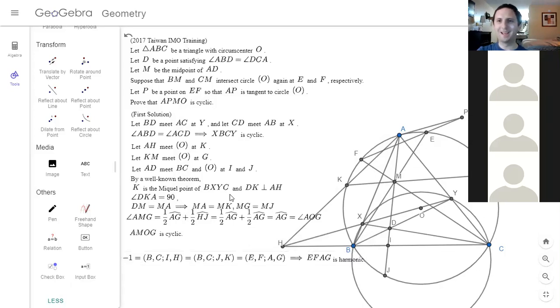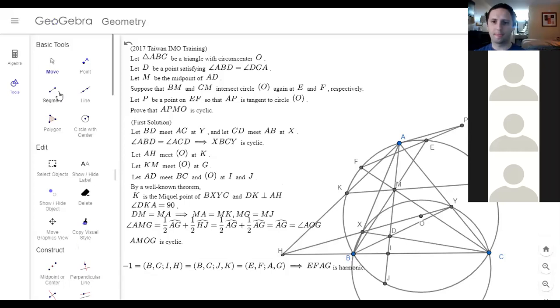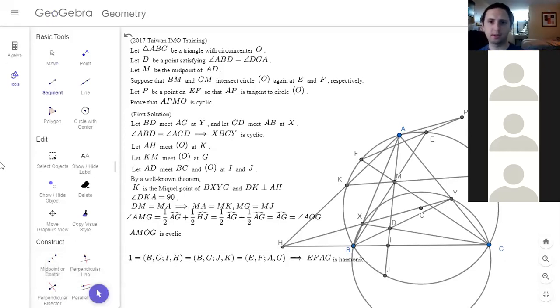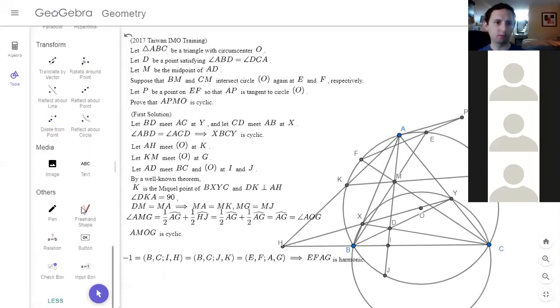Let's see. Oh yeah, this is an awesome solution. Yeah, absolutely, this is a really cool solution. So then we know that PG is tangent to the circle.